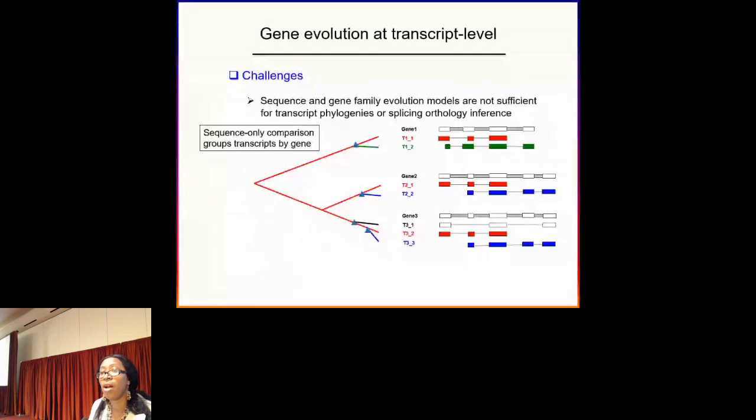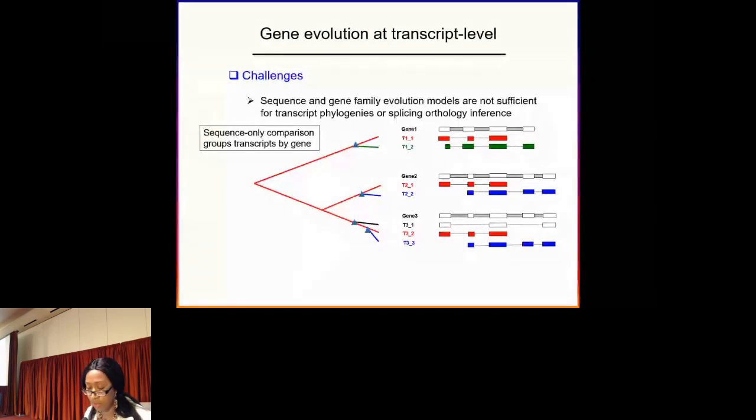So there are many challenges of reconstructing gene evolution at transcript level. There are four that I will present. And I will show what works at gene level to reconstruct gene phylogeny that no longer works at transcript level and that requires additional models. So at gene level, we have said that we could use models of sequence evolution, models of gene family evolution. Well, sequence and gene family evolution, of course, are not sufficient to reconstruct transcript phylogeny, so to infer splicing orthology at the level of transcripts.